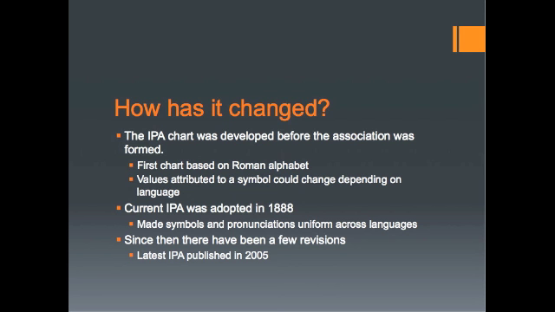The International Phonetic Alphabet, published in 1888, made the symbols and pronunciations uniform across the languages. This made it much easier to understand pronunciations by having a uniform way of recording them. Since 1888, the IPA has undergone revisions. The latest International Phonetic Alphabet was published in 2005.